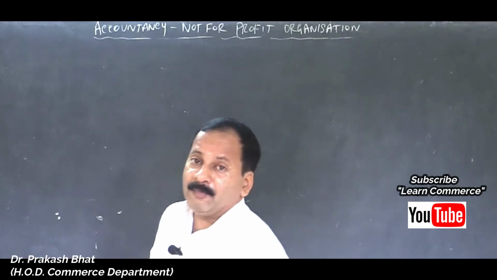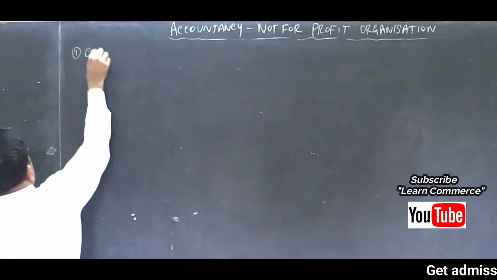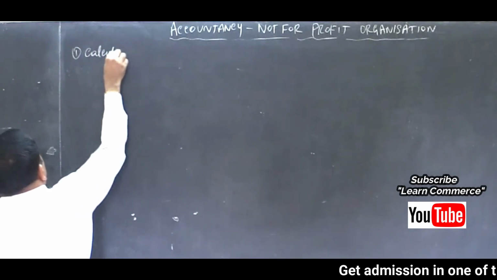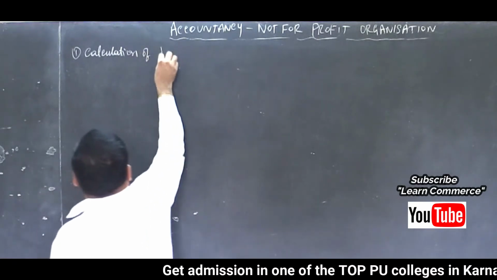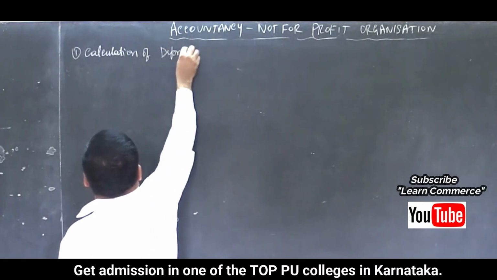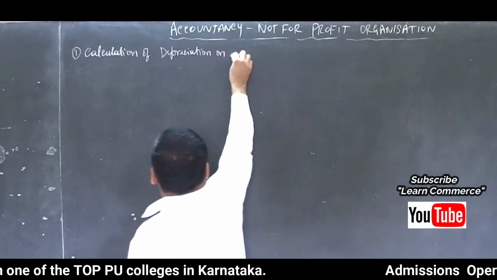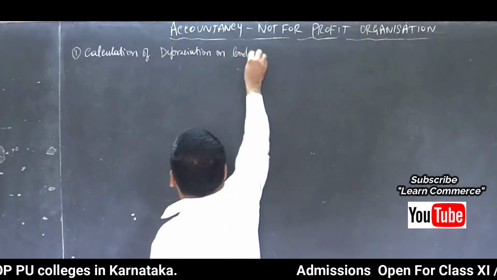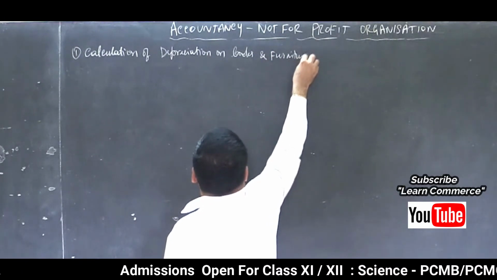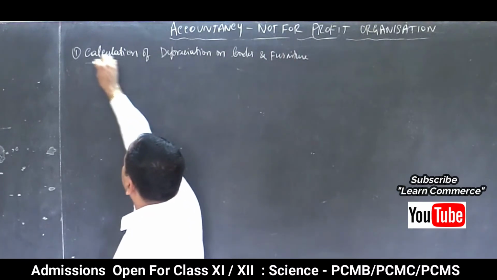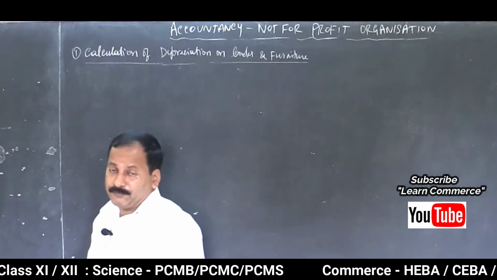Now, let us prepare the working note for this. Working note, note number 1. Calculation of depreciation on books and furniture. Otherwise, you will totally get confused. I know it very well.